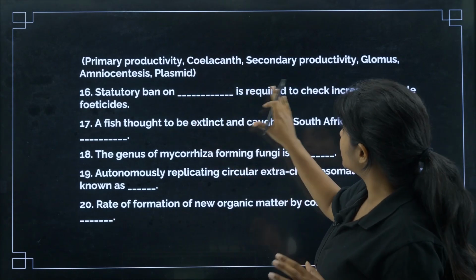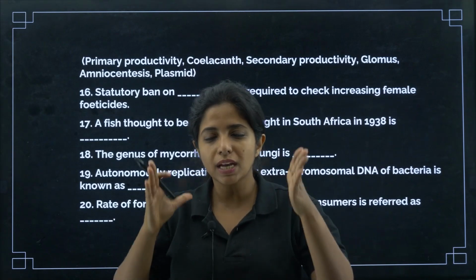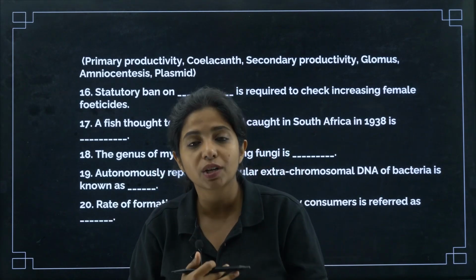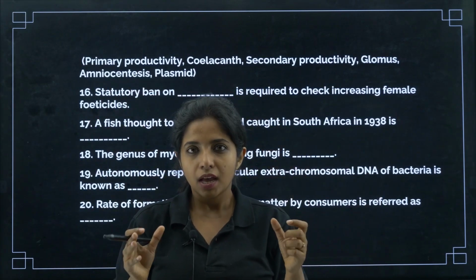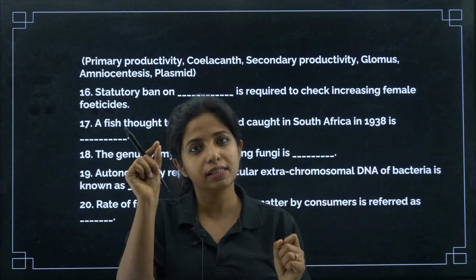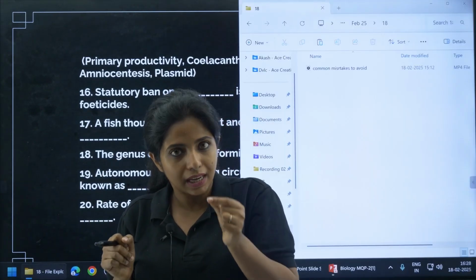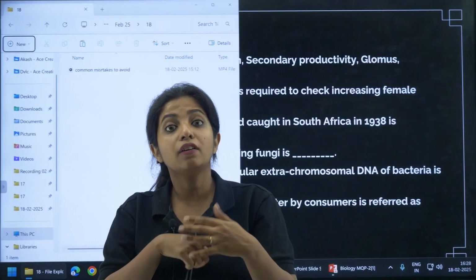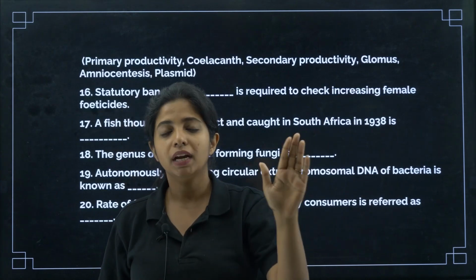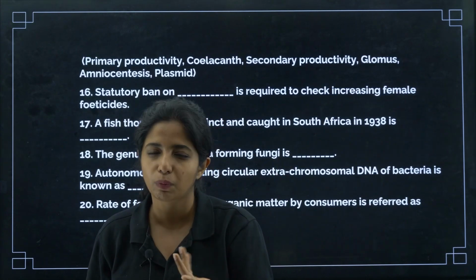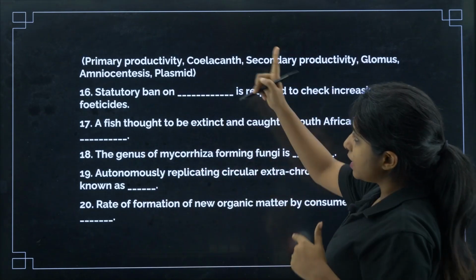Statutory ban is required to check increasing female feticides, as in people are killing female children. So something was banned. What was that something? It is amniocentesis. Babies are covered in amniotic fluid, and this fluid has certain cells of the baby, because the baby sheds some cells into it. These cells are taken up and the chromosomes are checked, and if it's a female child, people usually kill it. But was amniocentesis meant for this? No. It was for finding genetic abnormalities, but people are using it for other causes. Now you should not be someone like that, okay? So yes, the answer is amniocentesis.